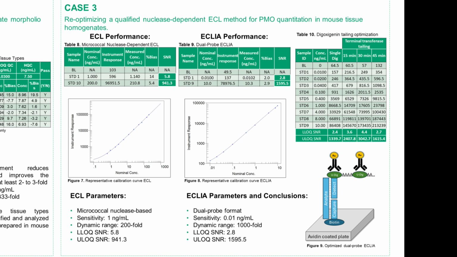Table 10 highlights data from that optimization, where the 30-minute tailing procedure provided the highest signal-to-noise ratio at the lower end. Overall, the improved dual probe ECL assay has a sensitivity of 0.01 nanogram per ml, a 100-fold improvement from the previous method, and a superior 1,000-fold dynamic range.